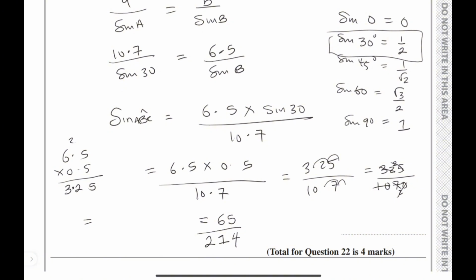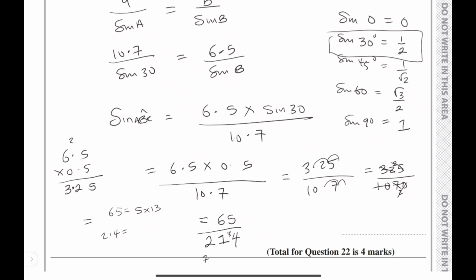So I don't know, is there anything that can divide both 65 and 214? Let's see. Let's use prime factorization. 65 is 5 times 13. I don't think we can break it down further. Then 214 is, let me see if 13 can go in 214. So 13 in 21, it goes 1. Remainder from 13 up to 21, that should be 8.